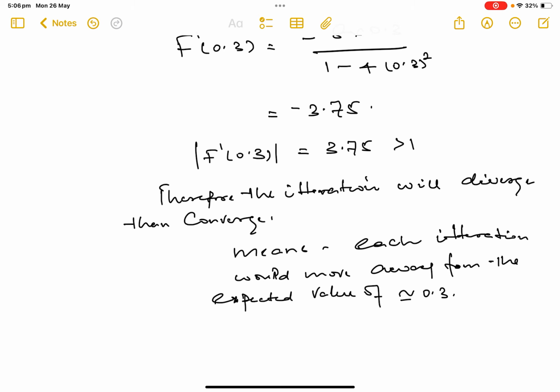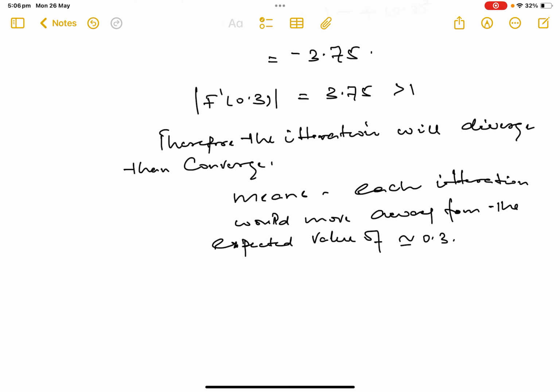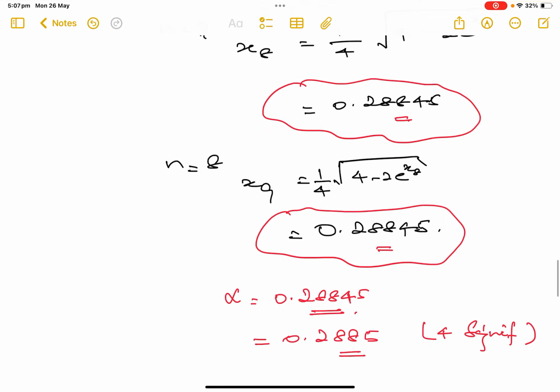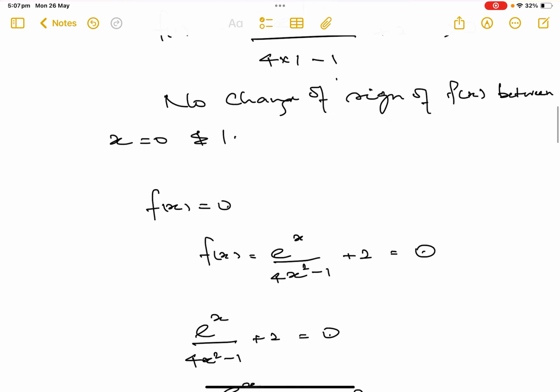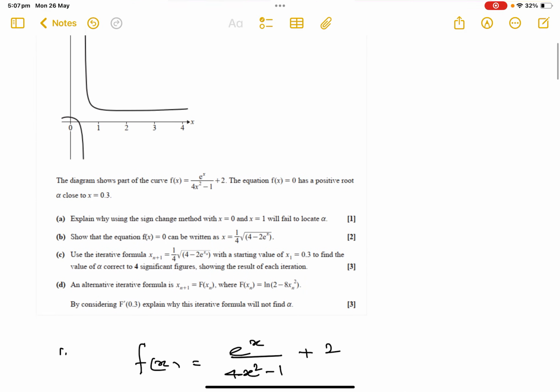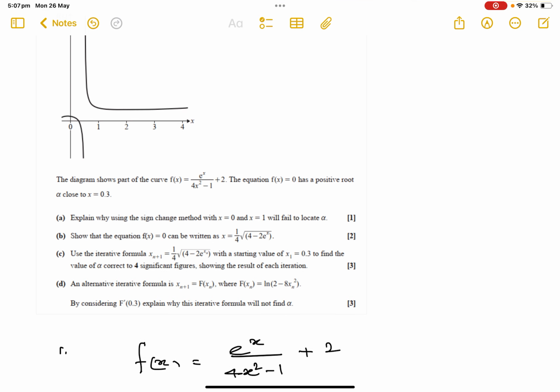So therefore, the iteration will diverge rather than converge. We need it to converge to get the finite value, but this actually goes away from the actual value. That means each iteration would move away from the expected value, rather than closer to 0.3. Therefore, this method will not find us the value of alpha. That's what they asked us to find and explain.